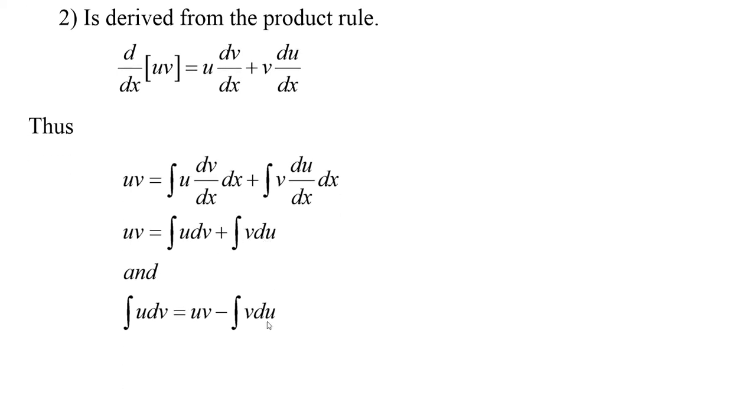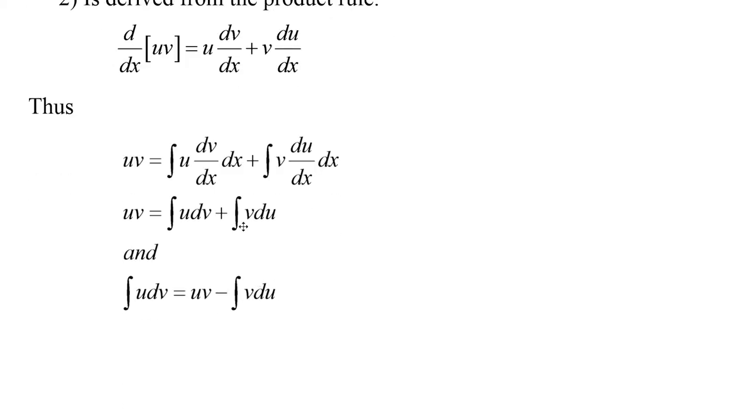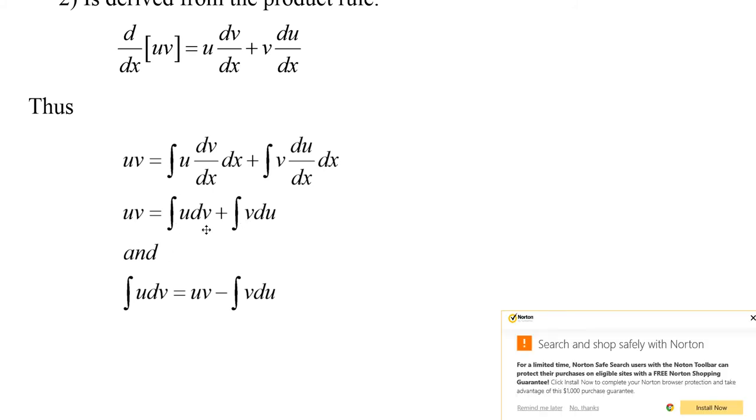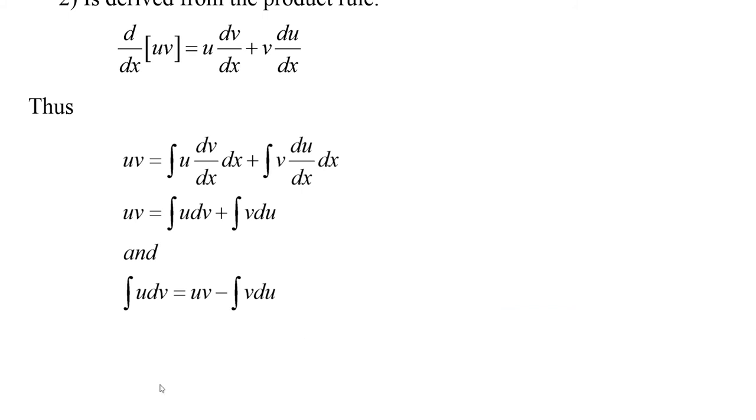And so what we can do is bring this integral of v du over to the left through a subtraction, and we can say that this integral of u dv right here is equal to uv, subtract the integral of v du. I have a little thing on the side. Let's get rid of that.